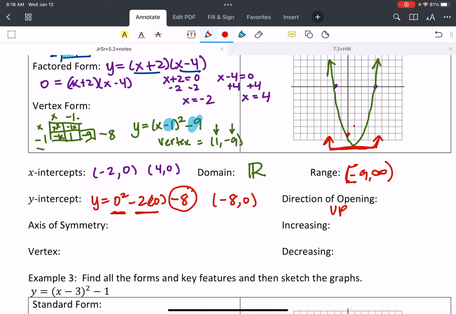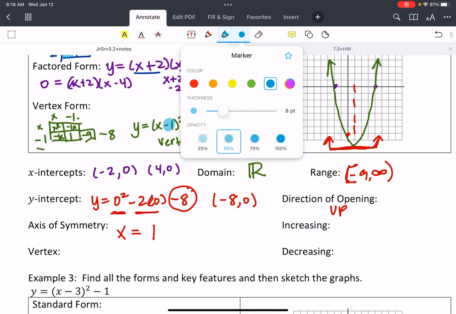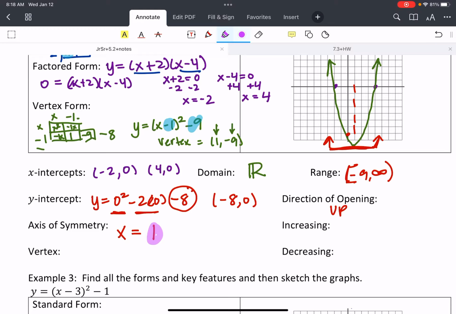Our axis of symmetry happens right there in the middle, which is at x equals 1. Now here I want you to notice, do you see that this number and this number, yeah, that axis of symmetry is happening right there at our vertex.